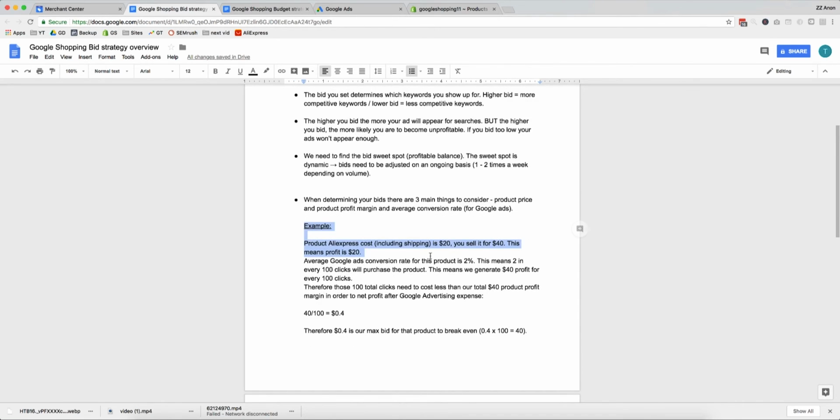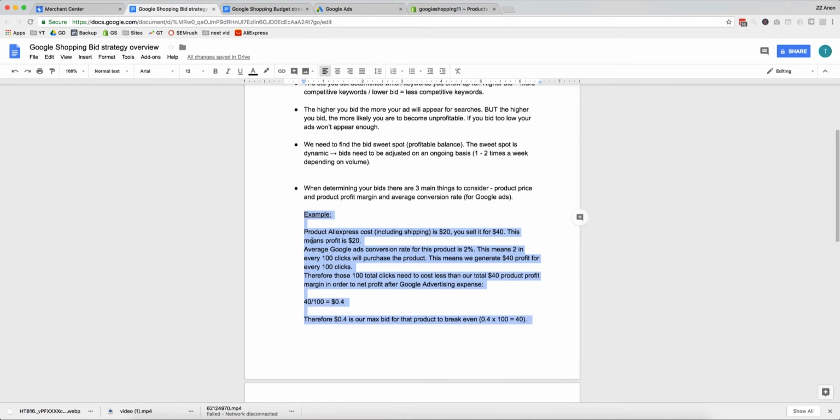I've got an example down here that shows you how Google Ads is just a numbers game and where you should set your bids. I don't recommend trying to work out where to set your bids for every single product.